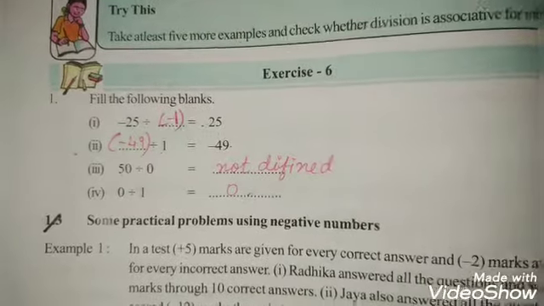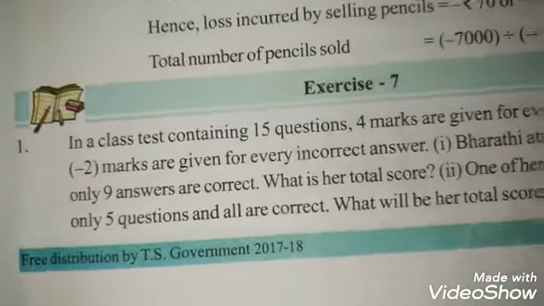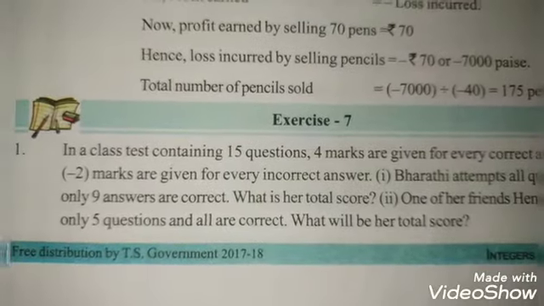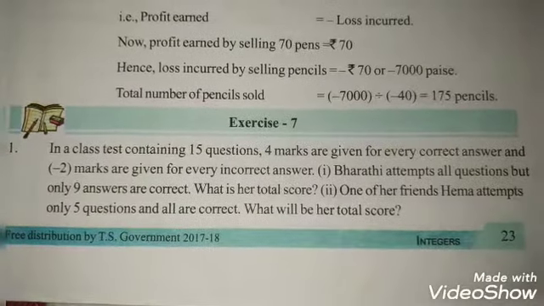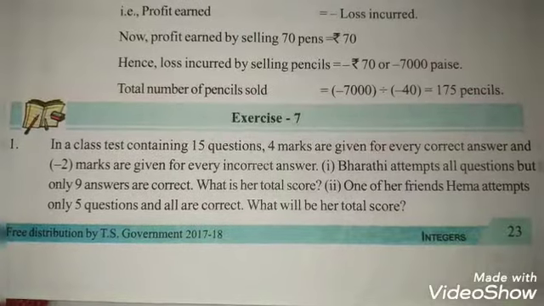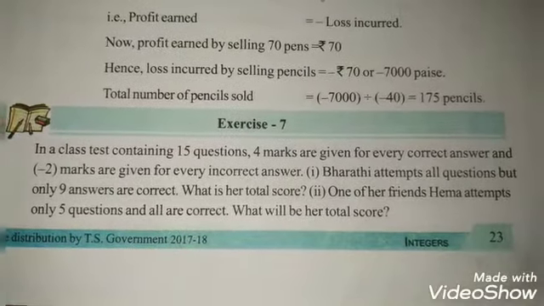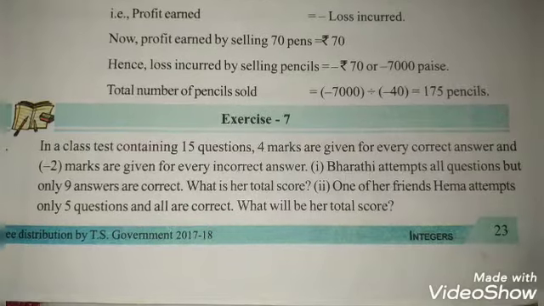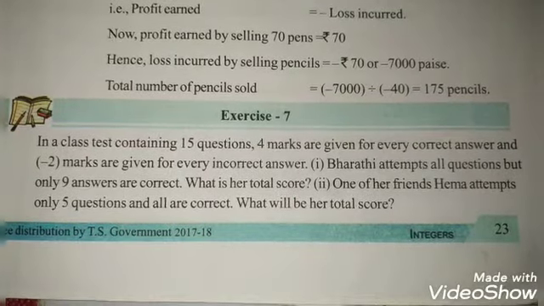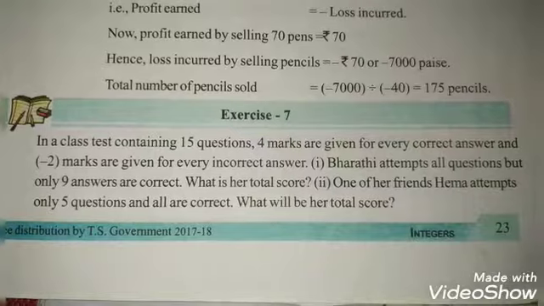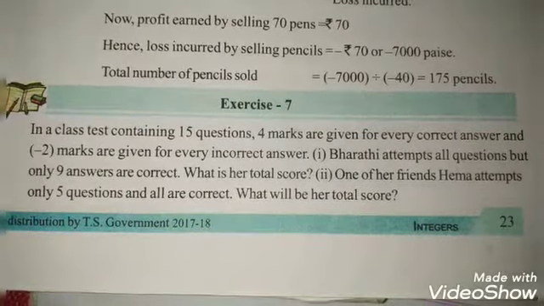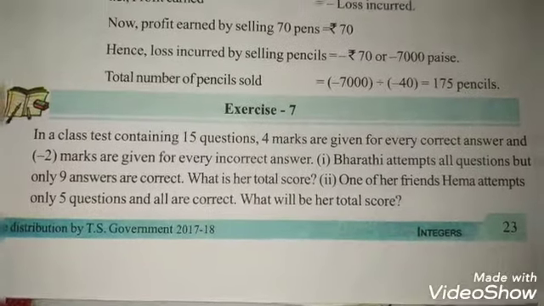Now let us move to exercise 7. In a class test containing 15 questions, 4 marks are given for every correct answer and minus 2 marks are given for every incorrect answer. First one is, Bharati attempts all questions but only 9 answers are correct. What is her total score? One of her friends, Hema, attempts only 5 questions and all are correct. What will be her total score?